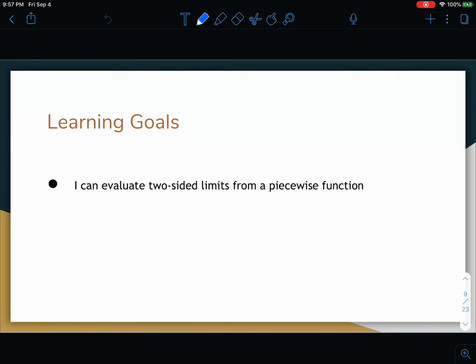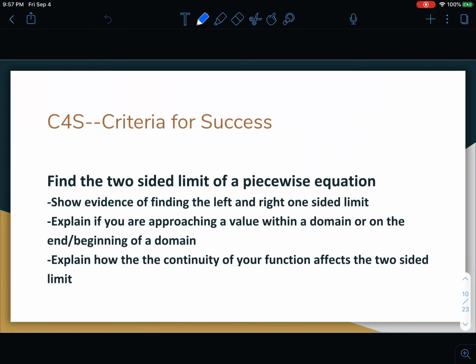Okay, so our learning goal today is we can evaluate two-sided limits from a piecewise function. So today we're going to focus on just given the equation, and we're going to try to find out what those two-sided limits might be. Same concept as we've done in the past, but this time we're going to do a little more where we actually evaluate using these different pieces.